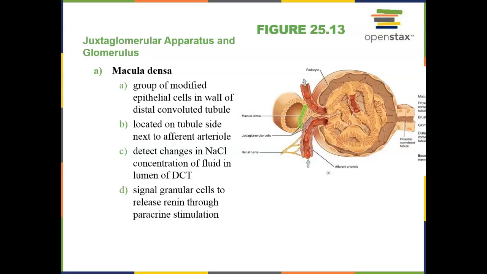And if you have low concentrations, then that's going to signal the granular cells to produce renin. And then renin is a hormone that stimulates the production of angiotensin II eventually. So it starts that stimulation or that cascade, which is going to increase blood pressure and increase salt uptake. And when sodium moves, chlorine moves as well. So it kind of controls both.